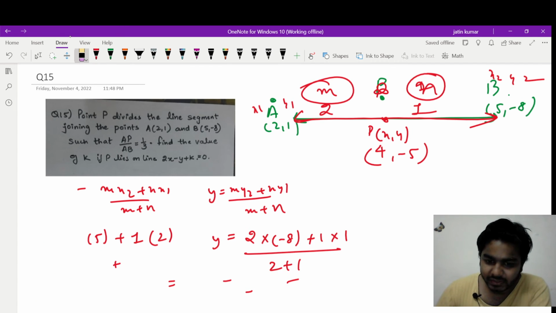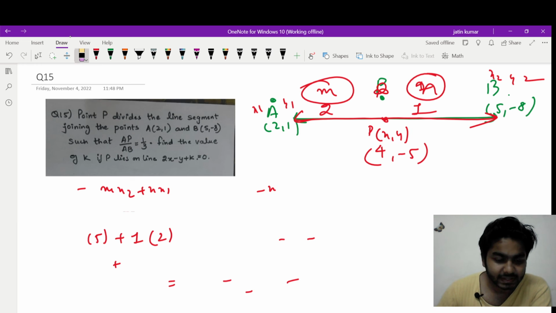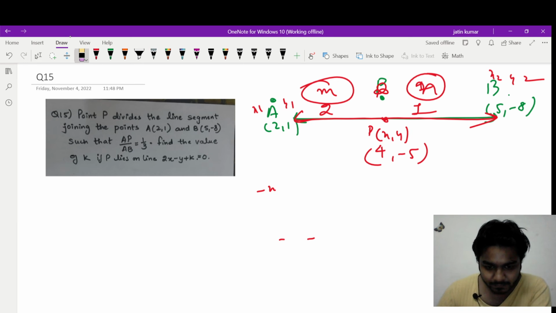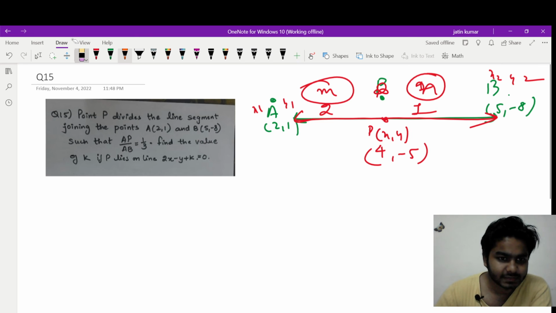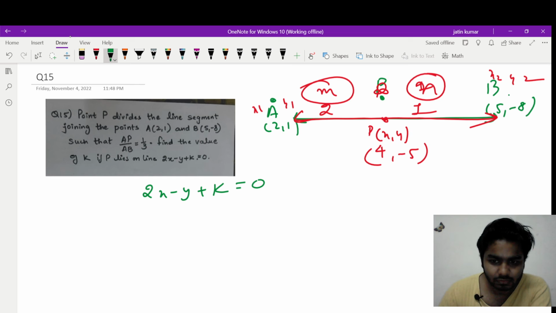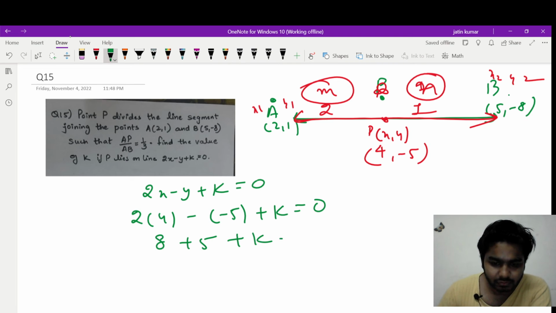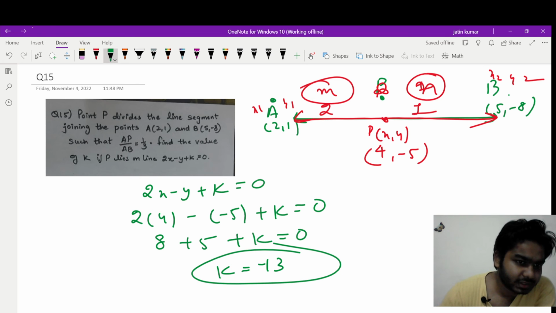Now this is the point of intersection, so this point of intersection will satisfy the line that is given in the question. The line is 2x minus y plus k is equal to 0, so 2 into 4 minus (minus 5) plus k is equal to 0, 8 plus 5 plus k is equal to 0, so k is minus 13. 8 and 5 is 13, k is minus 13.